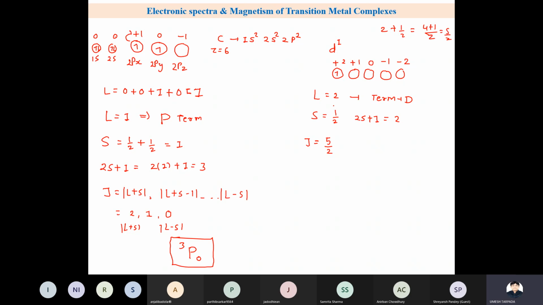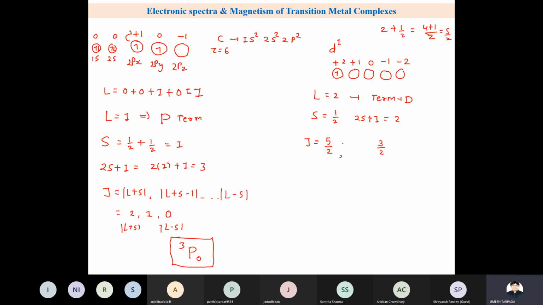Now the last value is L minus S, that is 2 minus 1 by 2. Again you can take the LCM, so it's 4 minus 1, that is 3 by 2. So this is your L minus S value. Now you can just subtract 1 from 5 by 2, so it is 3 by 2.